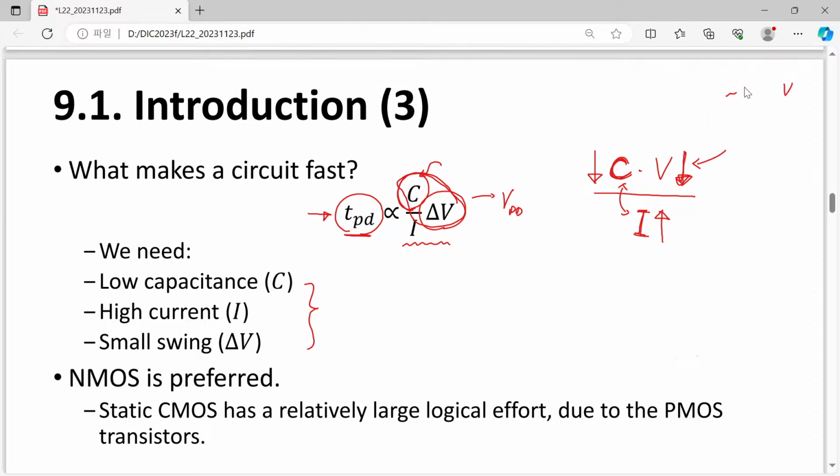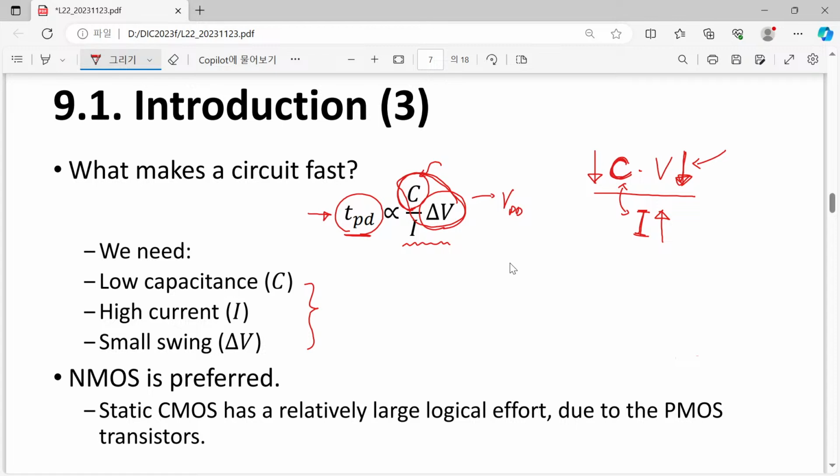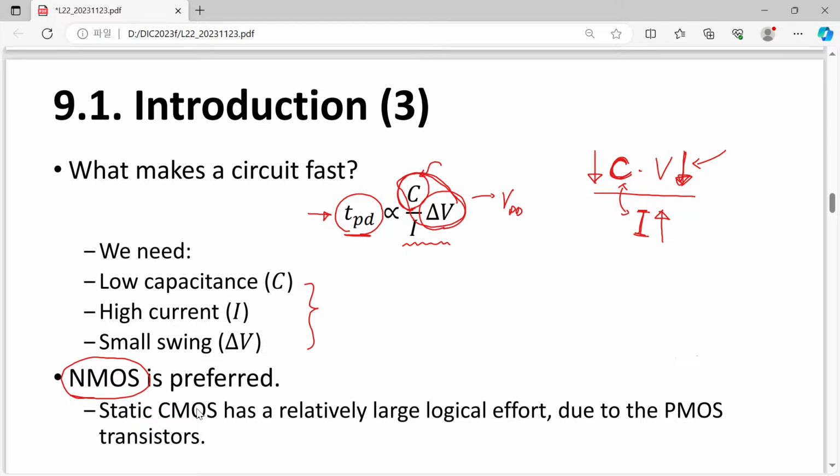Since this course is intended for designers, we are not trying to change technology. Given the technology, what can you do? We wanted to do something. Especially in the second lecture, not this lecture, we will consider NMOS only techniques, because NMOS usually has higher mobility and it is faster.